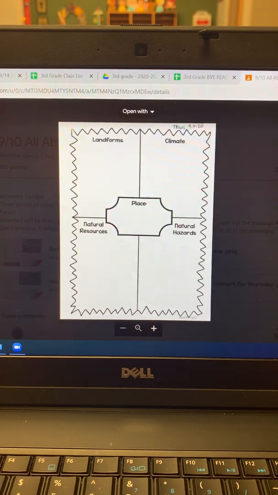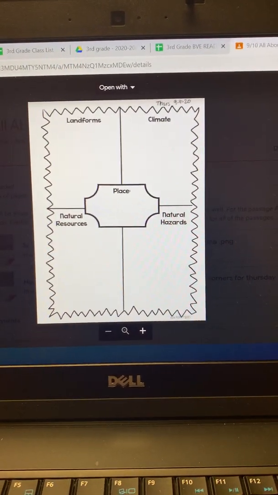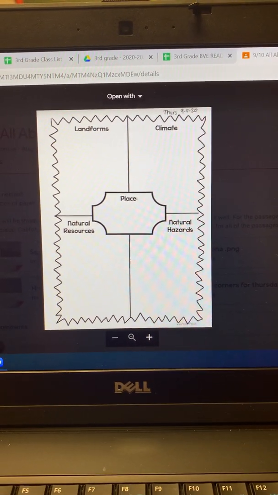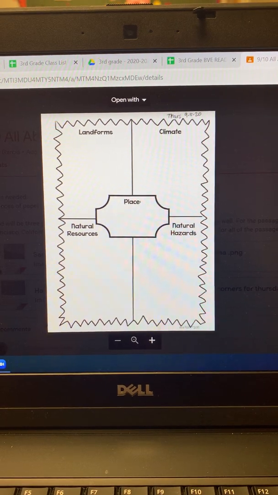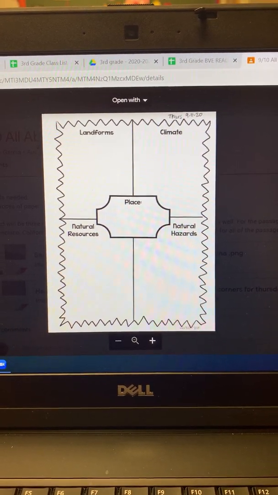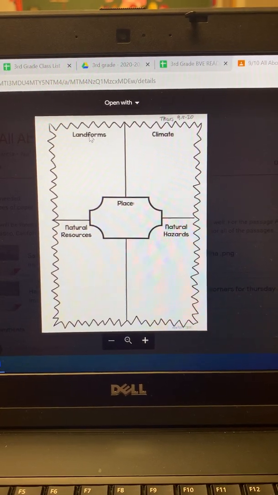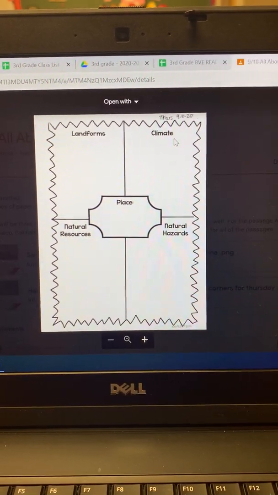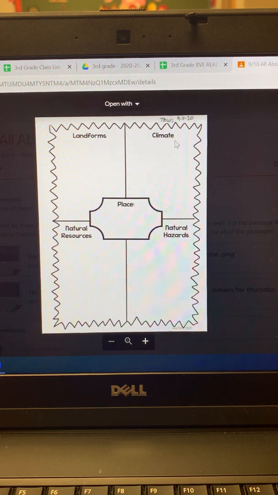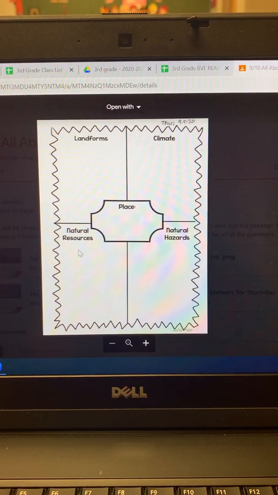The chart looks like this. So it's almost like a Foursquare with the place in the middle, and then you've got your landforms right here. We talked about those yesterday. The climate, which is like the weather in that area most of the time.